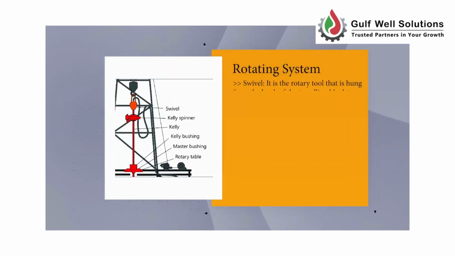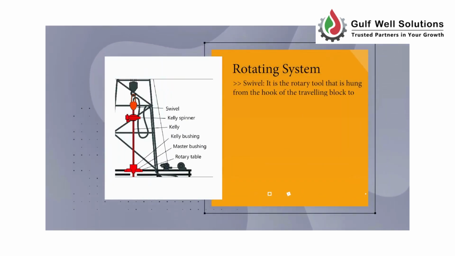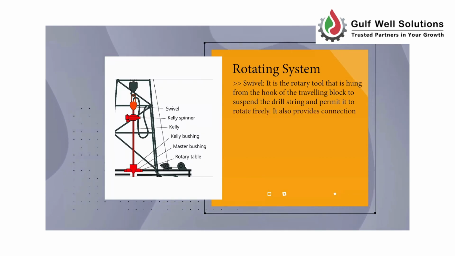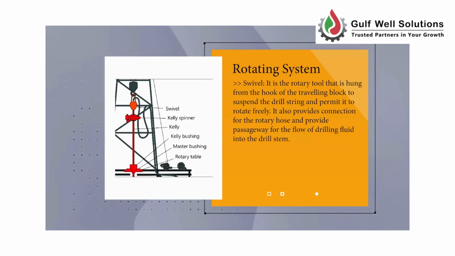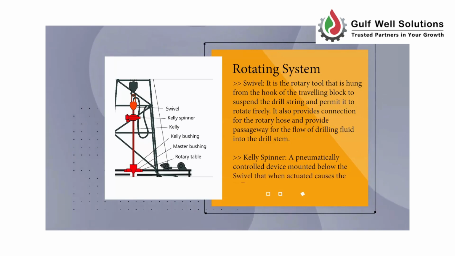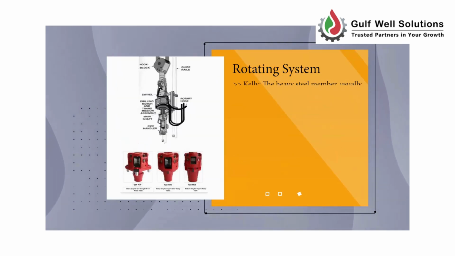Rotating system. Swivel. It is the rotary tool that is hung from the hook of the traveling block to suspend the drill string and permit it to rotate freely. It also provides connection for the rotary hose and provides a passageway for the flow of drilling fluid into the drill stem. Kelly spinner, a pneumatically controlled device mounted below the swivel that when actuated causes the Kelly to spin.